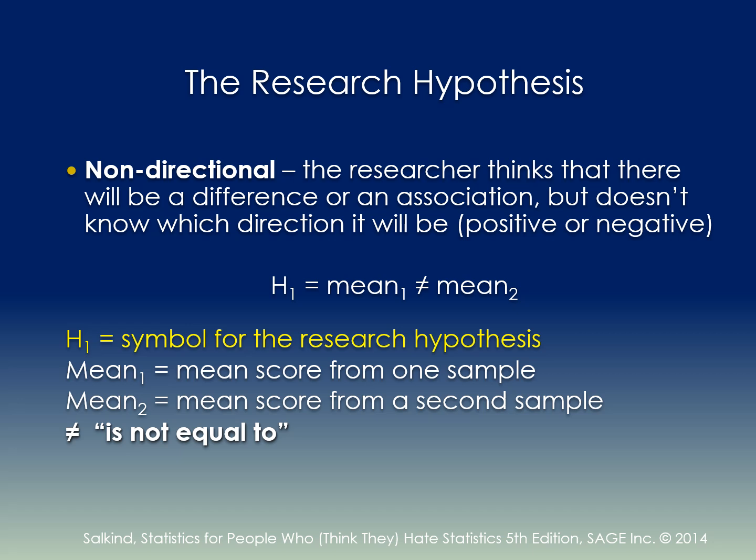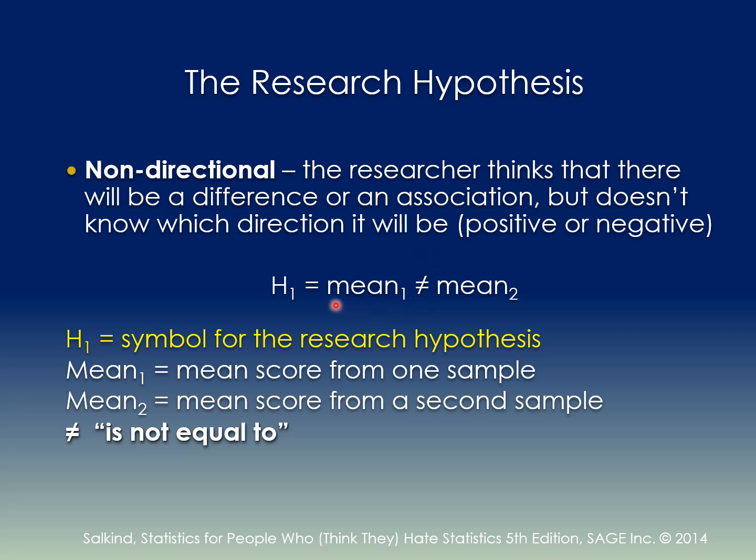So the symbology for the non-directional hypothesis is a little bit different. We still have an H1 because, again, the researcher is still hypothesizing something, right? But notice what we have here in the center. We don't have a greater sign or lesser sign. What we have is an unequal sign.